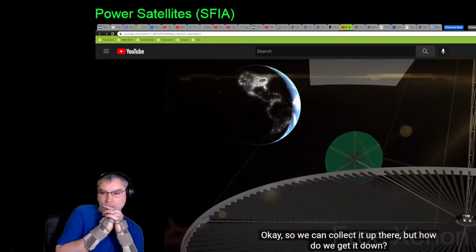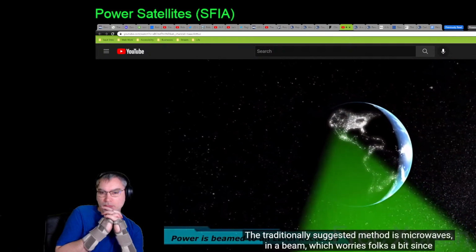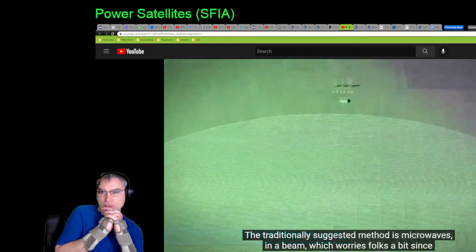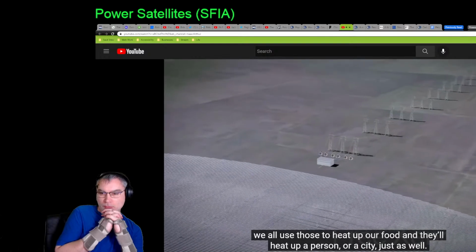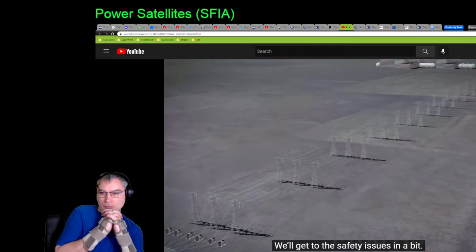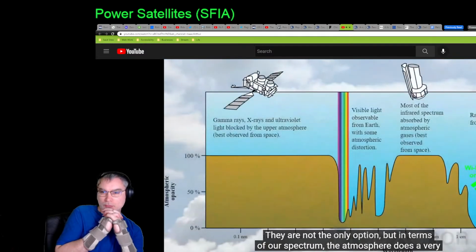Okay, so we can collect it up there, but how do we get it down? The traditionally suggested method is microwaves in a beam, which worries folks a bit since we also use those to heat up our food. They'll heat up a person or a city just as well. We'll get to the safety issues in a bit. First, why microwaves? They are not the only option.